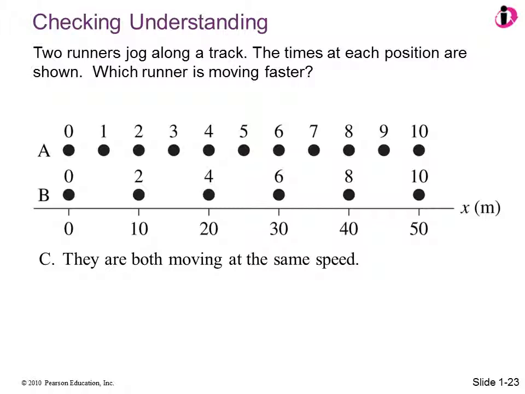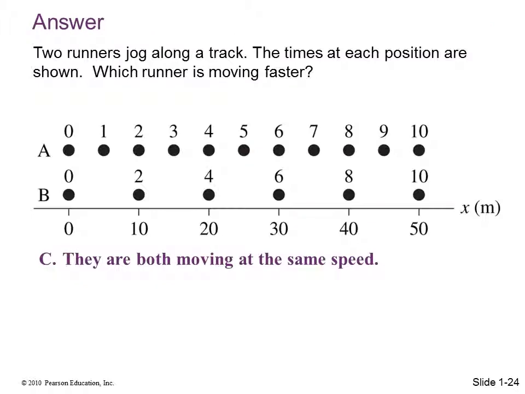So when you look at that, take a moment to think about what you think might be the answer for this one. You can hit pause on this, and the answer is going to be they're moving at the same speed. So at 2 seconds, runner A was at the 10-meter mark. So was runner B. So they're both running at the same speed. So this is another view of how you could do the dots every 2 seconds.